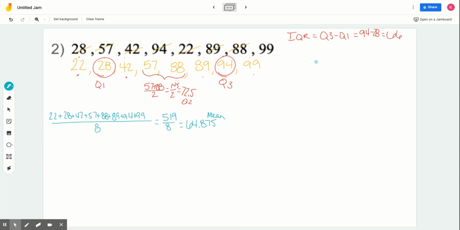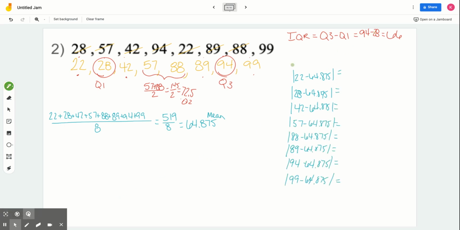So I'm going to make a list over here. And we are going to start with the first piece of data. So 22 minus the 64.875, and then we need the absolute value of that. And it's going to keep going in the same pattern. So 28 minus 64.875, absolute value, and you're going to keep going. So go ahead, I'm going to pause this. You're going to make your list, I'm going to make my list, and then we're going to come back together.